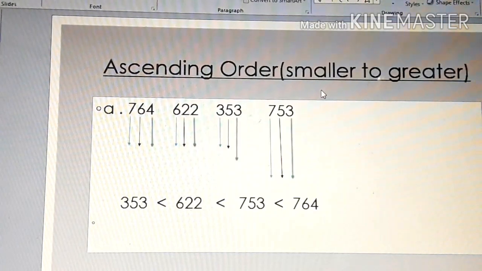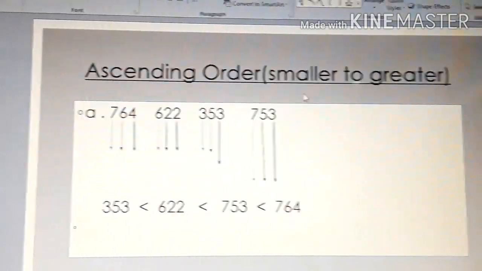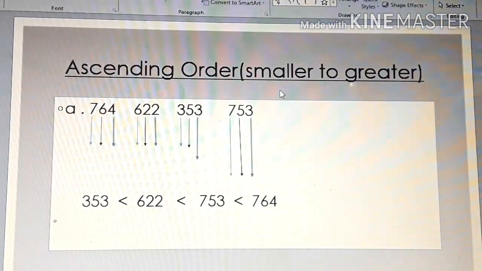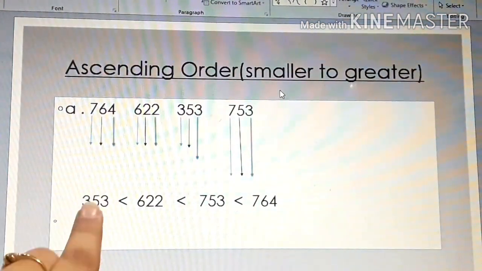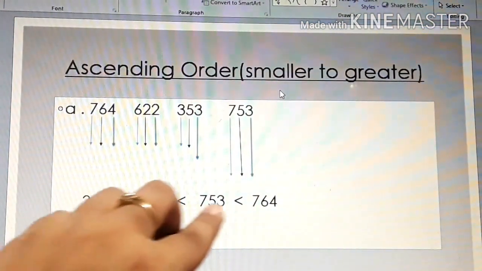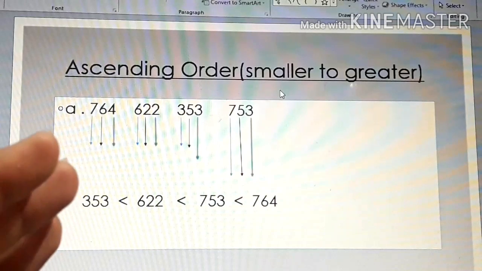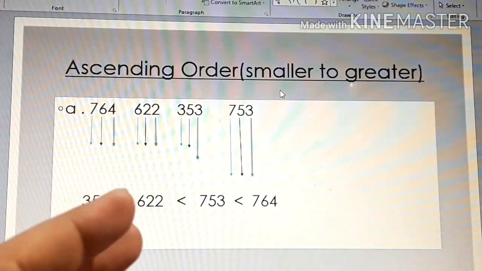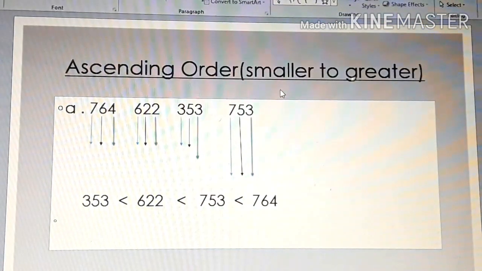Next, ascending order. So children, what is ascending order? You know, ascending order is smaller to greater. That means we write the smaller number first and move towards the greater. Okay, like from class 1 you will move towards the greater class, isn't it? So this is ascending order.